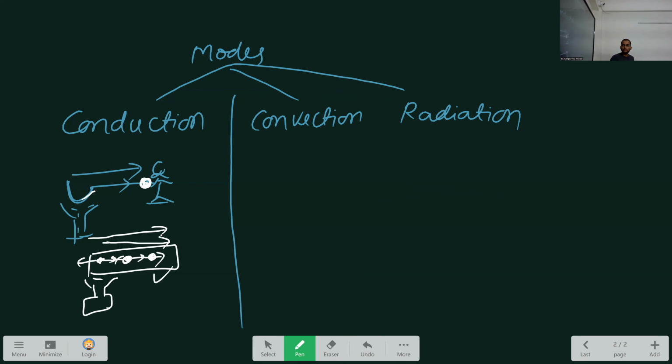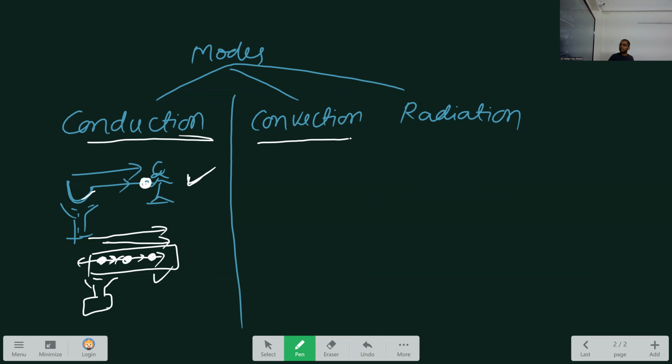Now the important thing to note is that in this case the molecules of the solid are not leaving their mean positions. They are vibrating vigorously about their mean positions, but they are not leaving them. So in conduction, molecules do not leave their mean positions, right? Molecules stay as they are. Okay. Now the second one is convection.